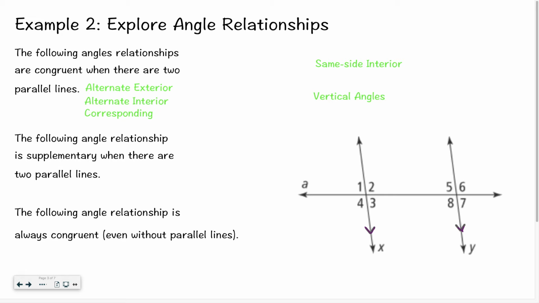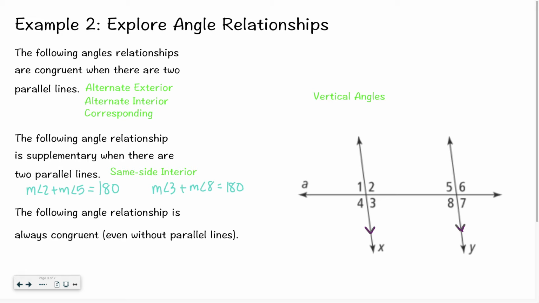Then the following angle relationship is supplementary when there are two parallel lines. Same side interior angles are supplementary when there are two parallel lines. So if I said the measure of angle 2 plus the measure of angle 5, those are same side interior angles. They have to equal 180. Same goes for angle 3 and angle 8. Those are same side interior.